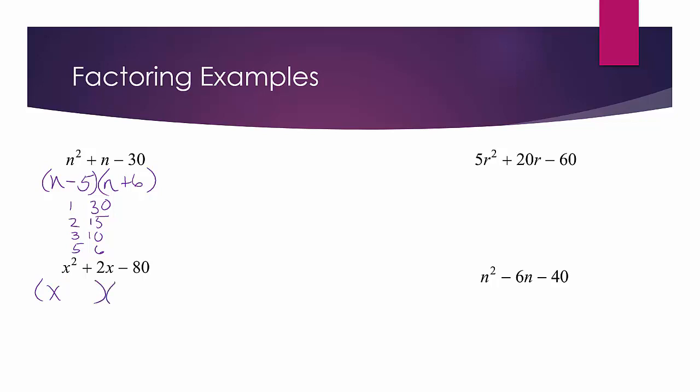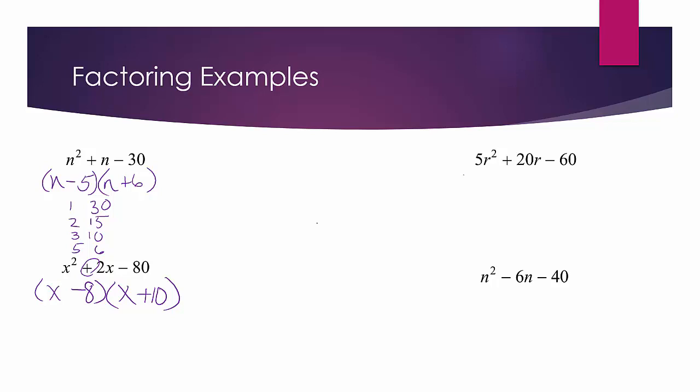All right, I need factors of 80 that go into 2. 8 and 10, we'll do that. So 8 and 10. The bigger number is going to get the positive because I've got the positive here. And we're done.